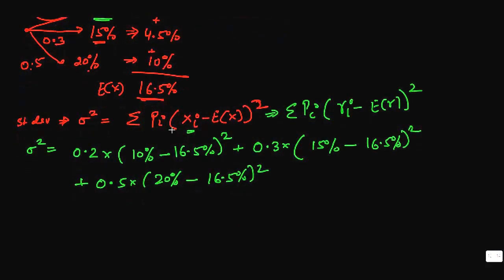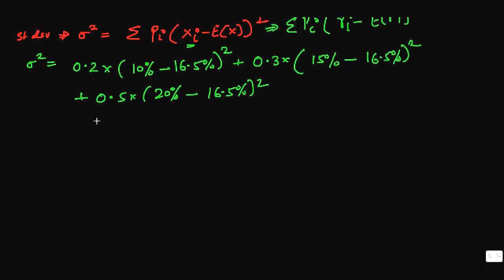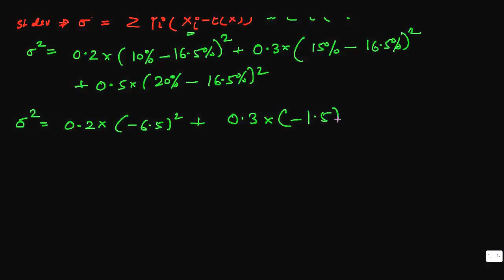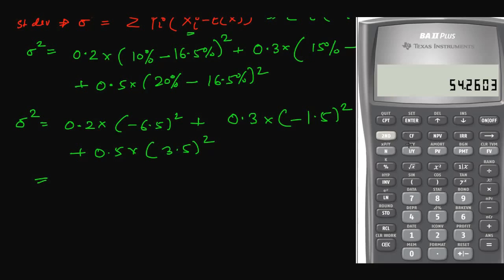This is a very important step to write down, because in the next step you will have to do the computation. If you do not write it down, the computation becomes slightly difficult. So sigma squared will be equal to 0.2 into (10 minus 16.5), which is 6.5 squared, plus 0.3 into (15 minus 16.5), 1.5 squared, plus 0.5 into (20 minus 16.5), 3.5 squared. This is what you need to compute using your financial calculator.